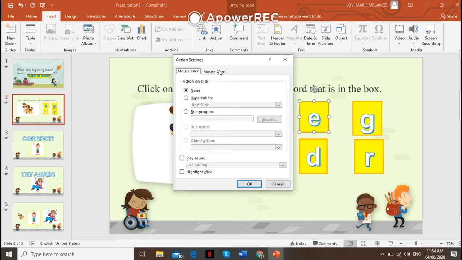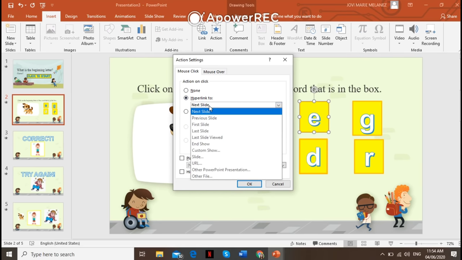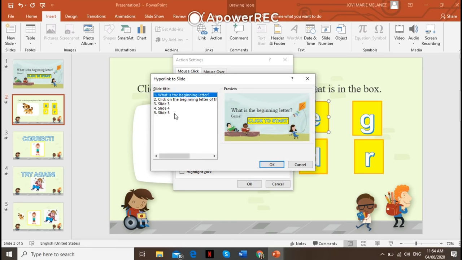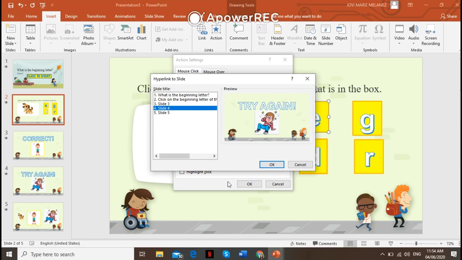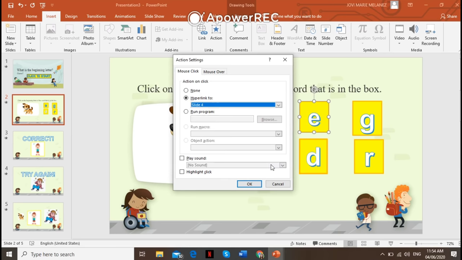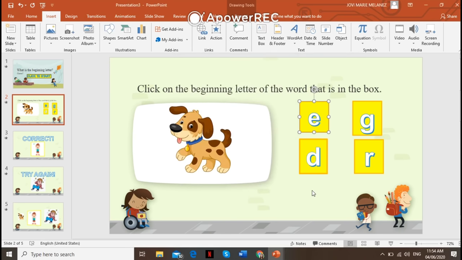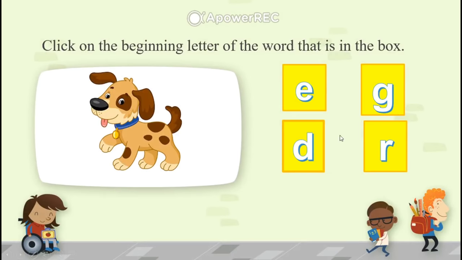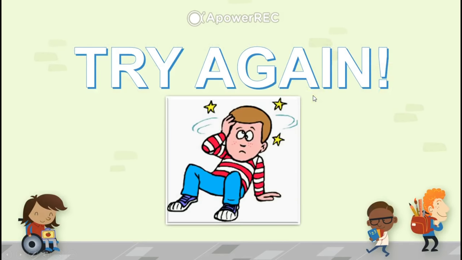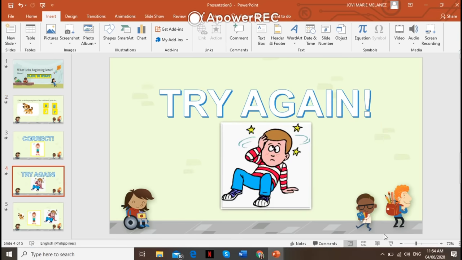Punta tayo sa action, hyperlink to, and then sa slide. Doon tayo sa slide 4 dahil yun yung try again. Right? And then, let's put a sound. Lagay natin yung whoosh. Okay, let's try. Click natin yan. Kunwari, ito ang answer ko. Try again. Okay? Yun yung mag-a-appear.